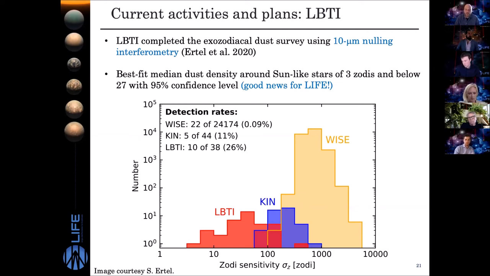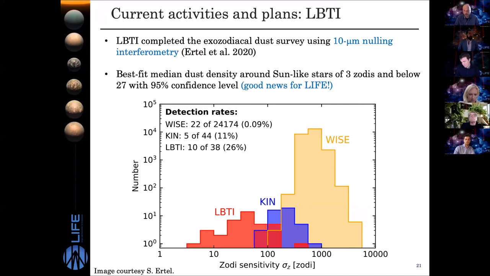using two telescopes. The results were published this year, and the good news is that the median dust density around nearby stars is 3 zodi, and we have good confidence that it's below 27 zodi, so 95% confidence. That's really good news for life, but I also showed this plot to show you what kind of precision we can achieve with nulling interferometry.